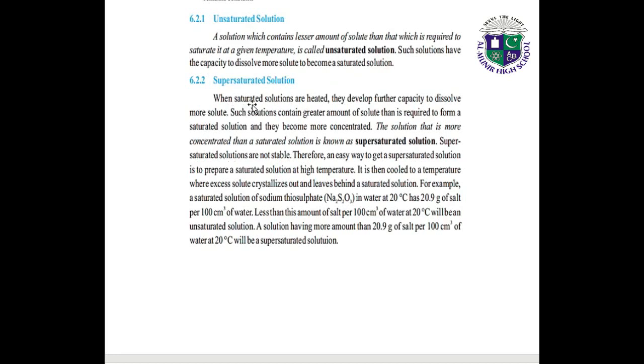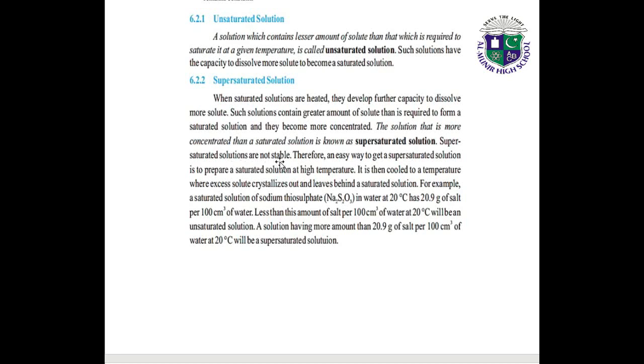Supersaturated solution: when saturated solutions are heated, they develop further capacity to dissolve more solute. Such solutions contain greater amount of solute than is required to form a saturated solution and they become more concentrated. The solution that is more concentrated than a saturated solution is known as supersaturated solution.